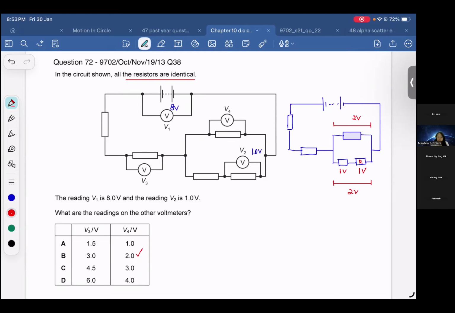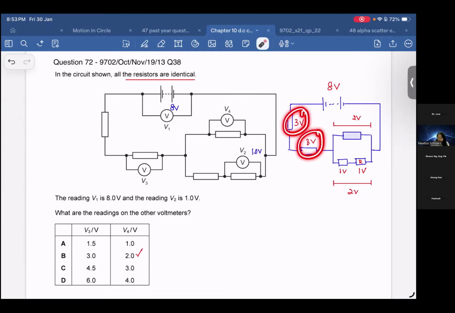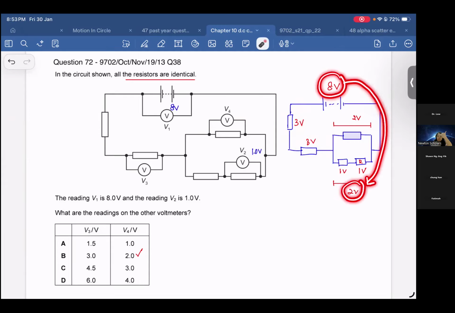Then how do I know V3? Here you see, total is 8 volt. 8 volt minus 2 volt, you get 6 volt. So the 6 volt here is for 2 of the resistors. Wesley, correct? So this one should be 3 volt and 3 volt. So you see, 3 plus 3 plus 2, you get 8 volt. So first you subtract: 8 minus the 2 volt, you get 6. The 6 will be shared by these 2 resistors, so it's 3 volt and 3 volt. Answer should be B.